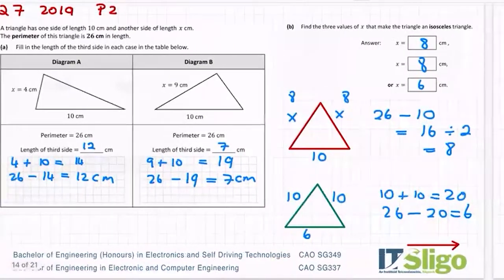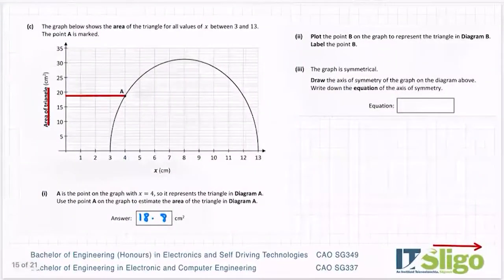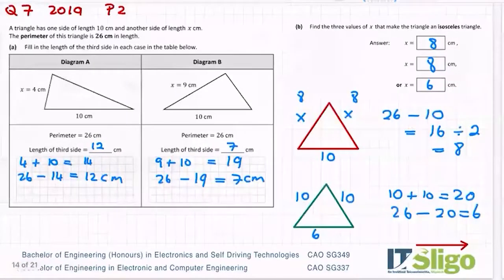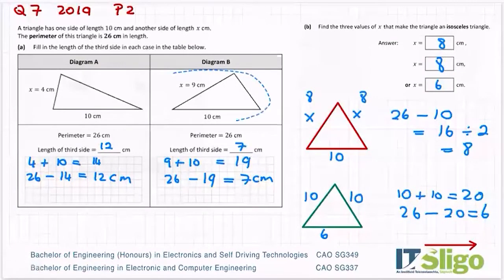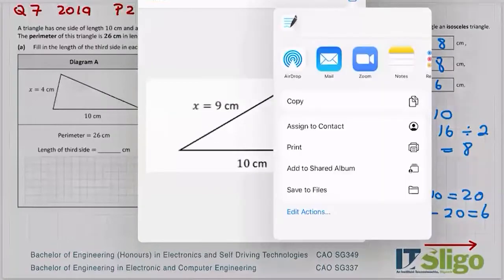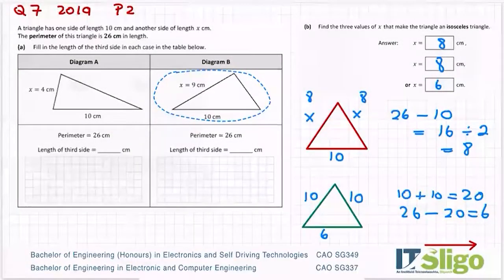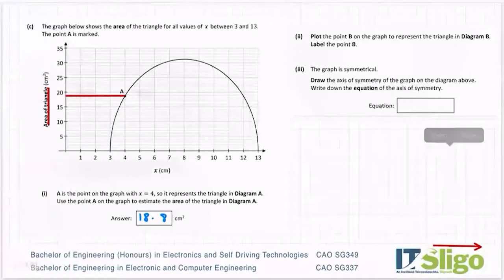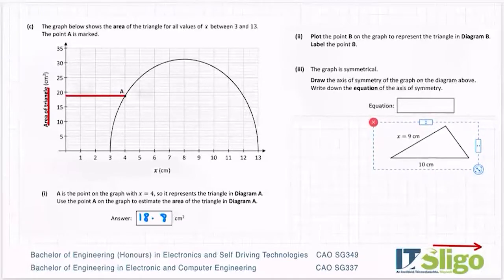So I have 9, 10. Oh, do you know what? I'll just copy it. I was going to try and draw it, but with my fabulous drawing skills, I might just copy it. Okay, so label the point B on the diagram to represent the triangle in diagram B.